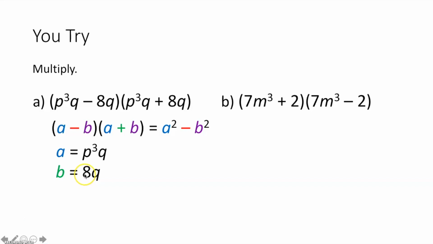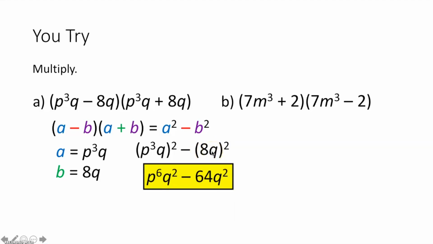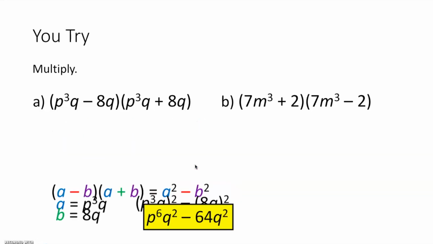So what we can do now is take this p cubed times q, plug that in for a, and take 8q and plug that in for b. P cubed times q, the quantity squared, we have to square each of those. So p cubed, if we square that, power to a power, we multiply, so it becomes p to the 6th power. And then q to the 1st, raised to the 2nd power, we multiply those, it's going to be q to the 2nd power. Over here, we need to square the 8 and the q, so you end up getting 64q squared, and that's how you do it. Super easy. Now, if you forgot that, you could just FOIL.